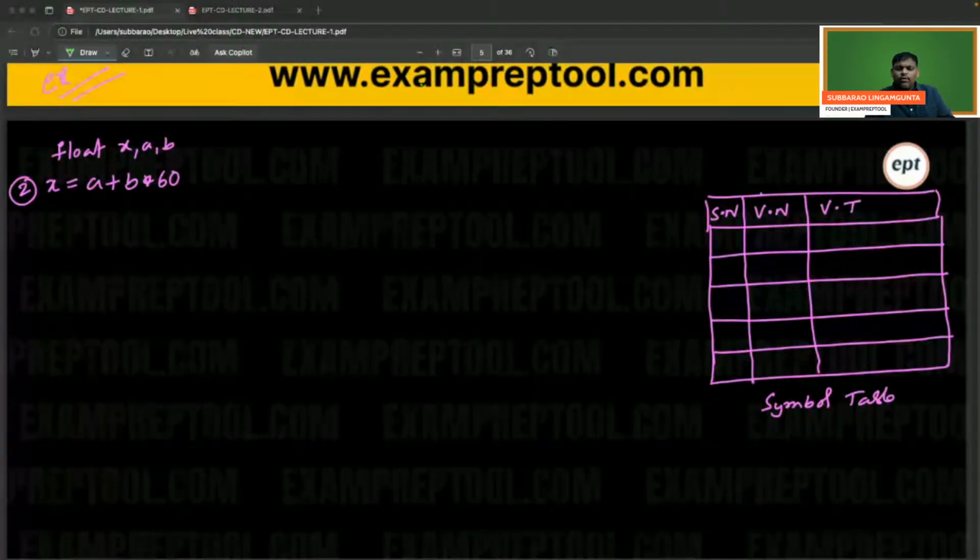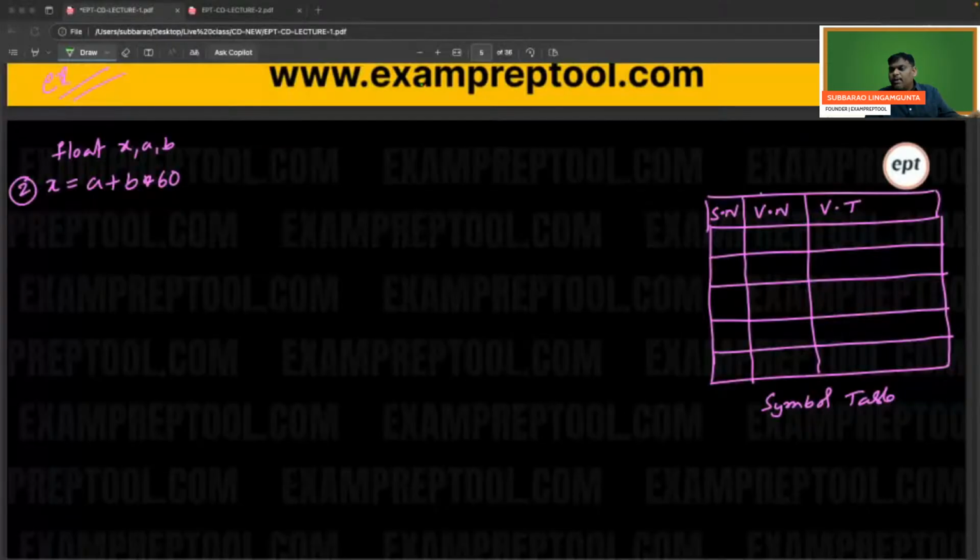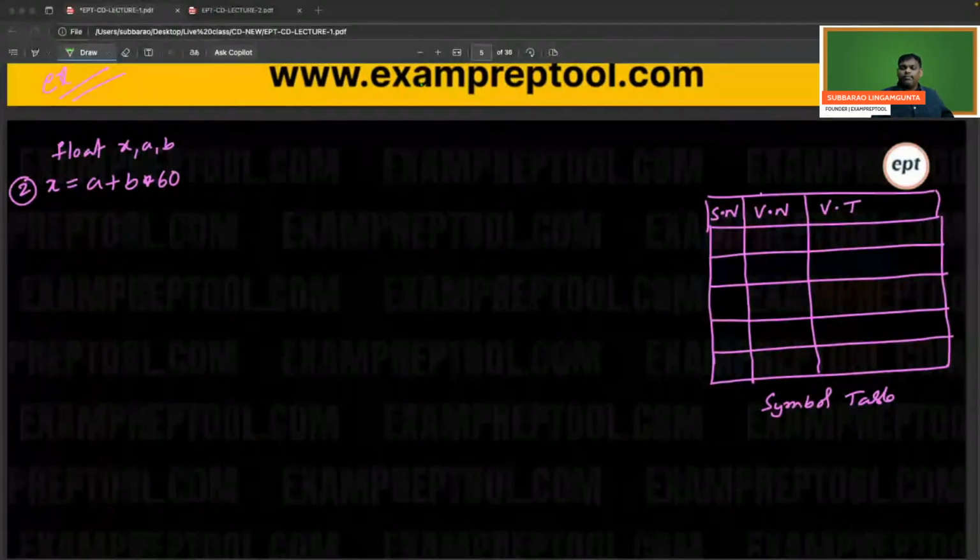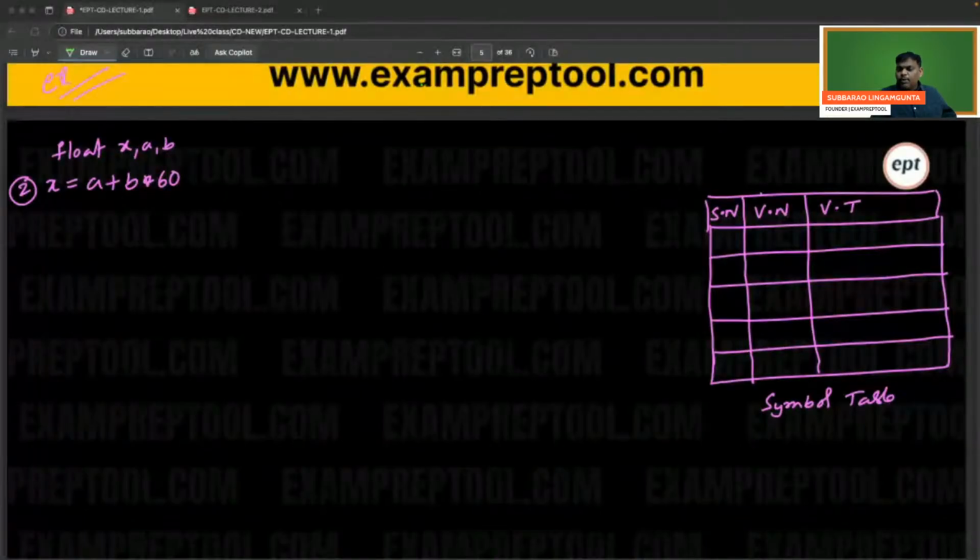Anyone can store? Yes, all people can store. Don't say to me that this person only can store, or that person only can store. Anyone can, all the 6 people, anyone can store inside the symbol table.